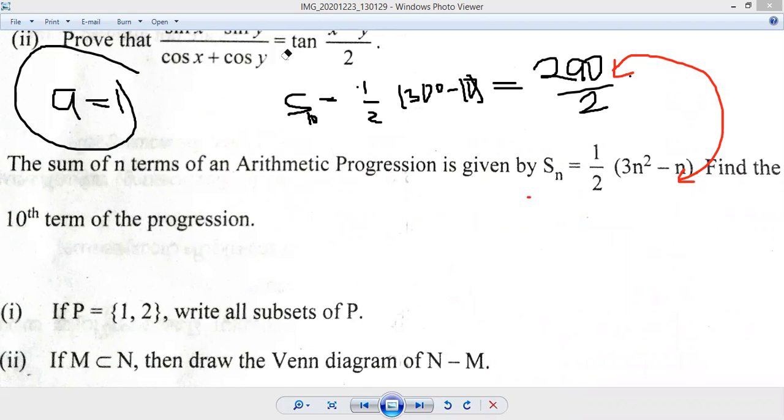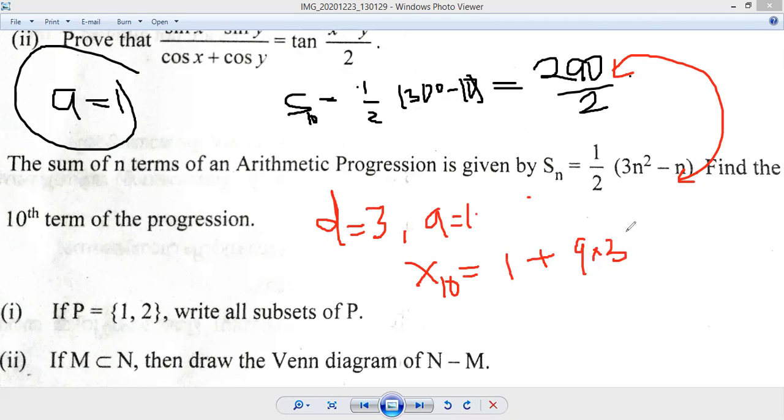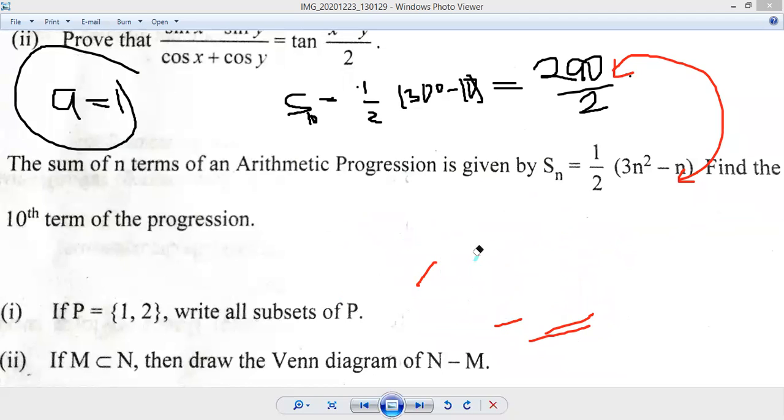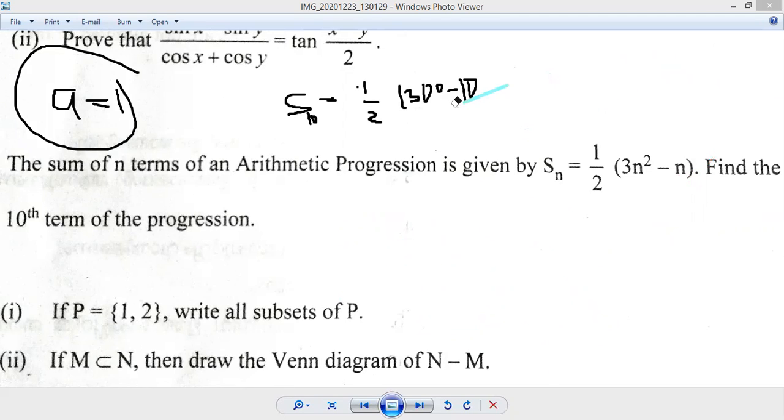So I'll write the result here. d is equal to 3, and here we had found that a equal to 1. Now we can find the 10th term of the progression, which is a plus 9d, that is 1 plus 9 into 3, which is 1 plus 27, equal to 28. So 28 is the answer. The 10th term of the progression will be 28. Great. Let me erase these lines.